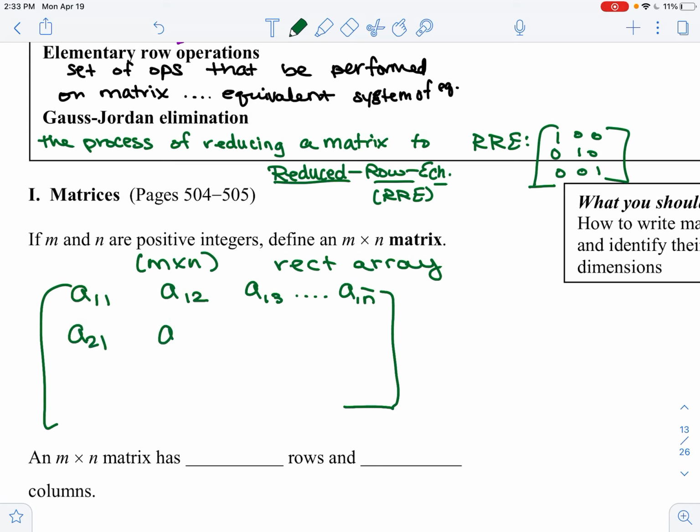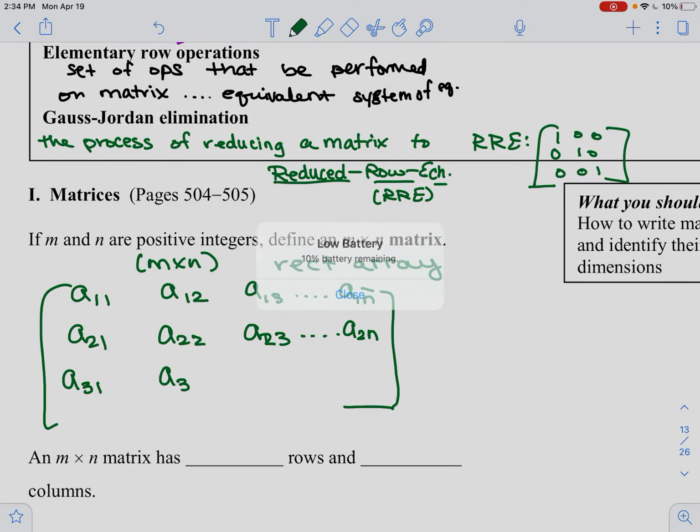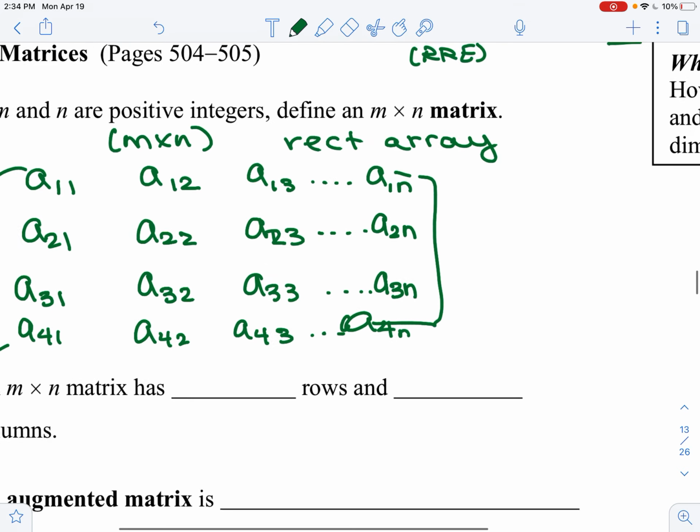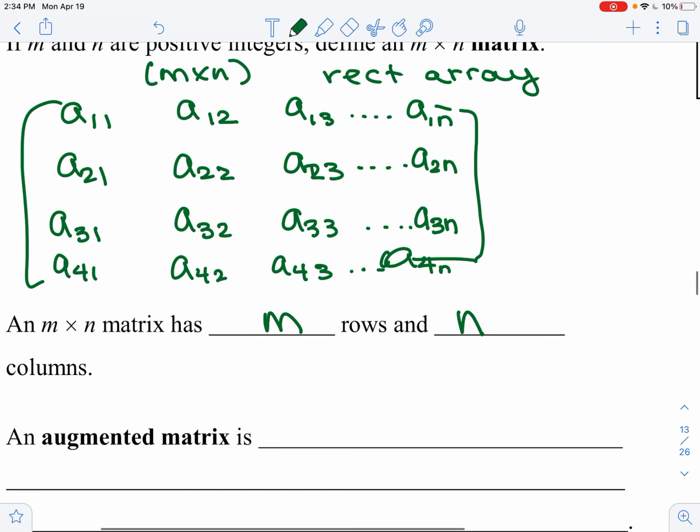Row 2, column 1, row 2, column 2, row 2, column 3, row 2, column n. We don't know what the n is. Row 3, column 1, row 3, column 2, row 3, column 3, all the way to row 3, column n. We don't know what it is. Row 4, column 1, row 4, column 2, row 4, column 3, and row 4, column n. So an m by n matrix has m rows and n columns.